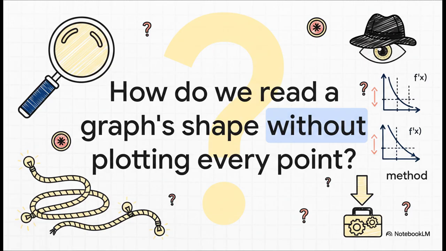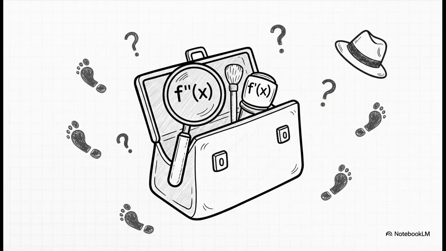I mean, we can't just guess. We need clues. We need a real method. And here it is. The answer? The clues are hiding in plain sight, right inside the function's derivatives. The first and second derivatives, well, they're our detective's toolkit. They're our magnifying glass and our fingerprint kit for figuring out these graphs.